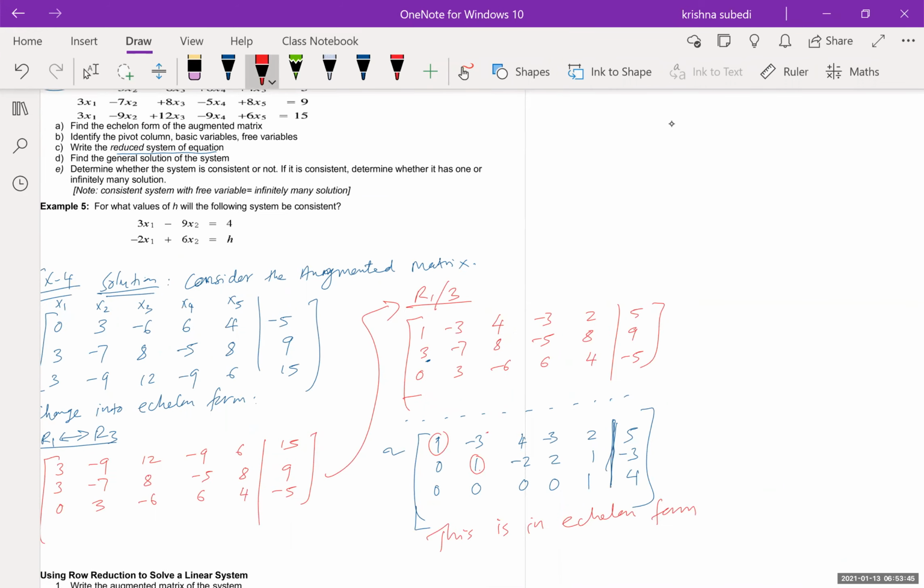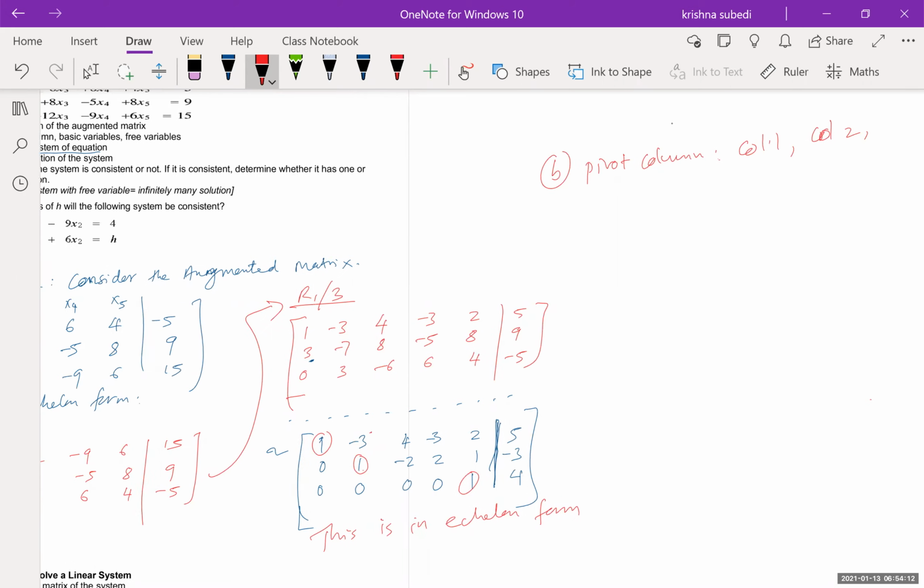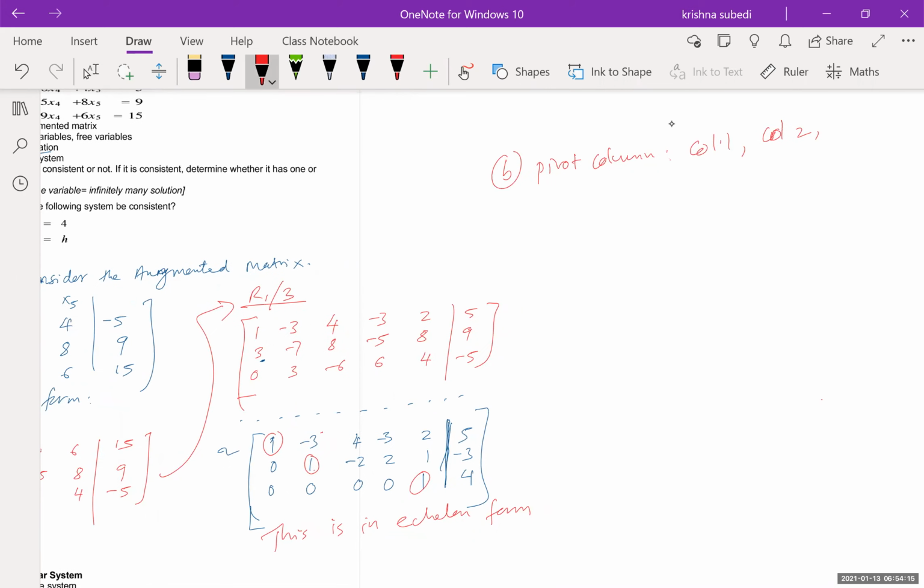Part A is done. Part B, identify the pivot column, basic variable, and free variable. Okay, part B, pivot column. What are the pivot columns? Column 1, column 2, and this is also pivot. What is that column? 1, 2, 3, 4, 5. Column 5, right? So these are the pivot columns.